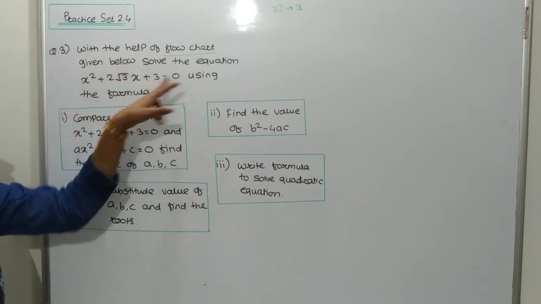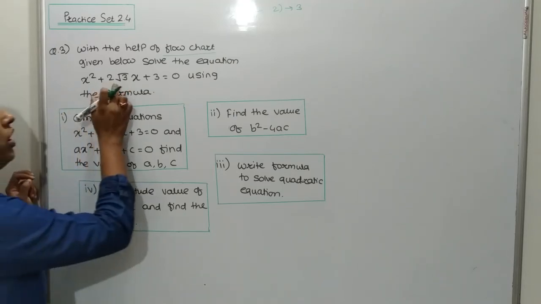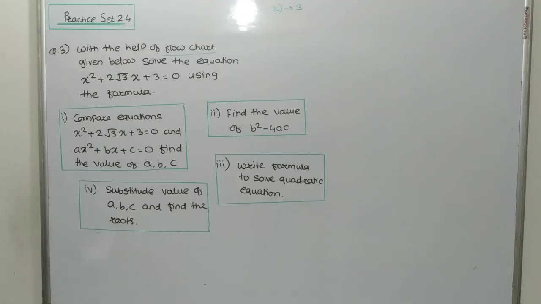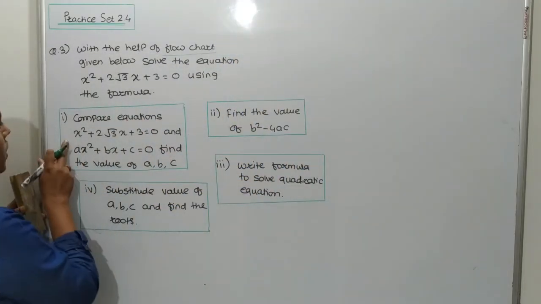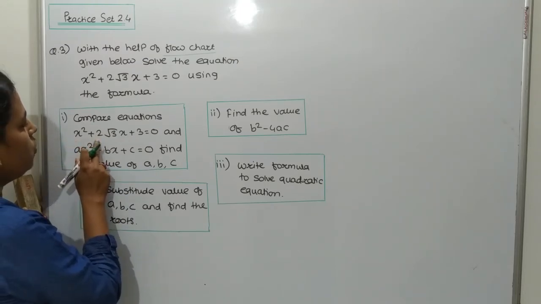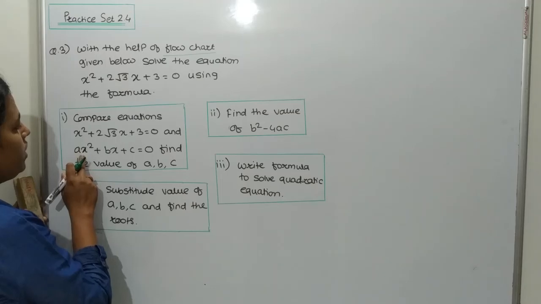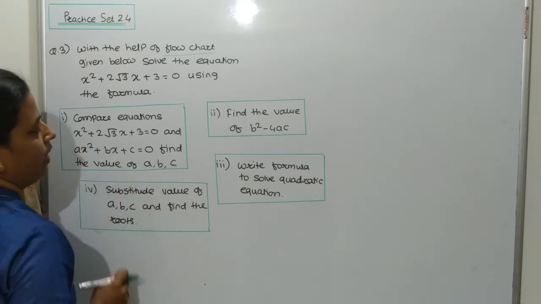Given below, solve the quadratic equation x square plus 2 root 3 x plus 3 is equal to 0 using the formula. By using the formula, we have to solve this one. For solving this, first of all, we have to define the flow chart. First step is to compare the equation x square plus 2 root 3 x plus 3 is equal to 0 and ax square plus bx plus c is equal to 0 and find the values of a, b and c.